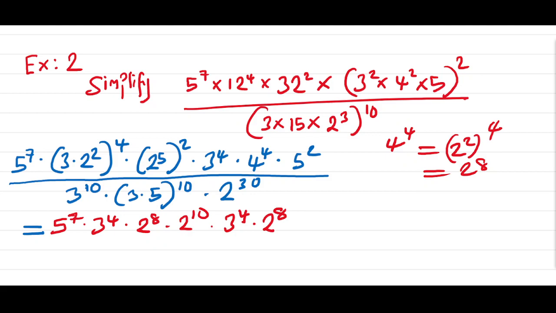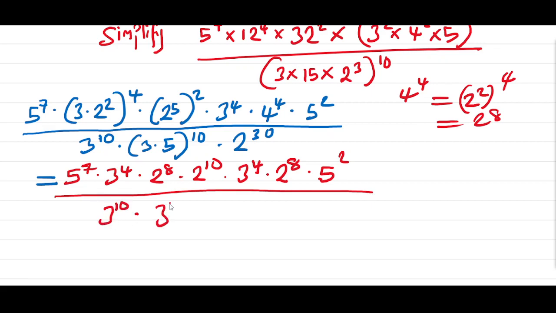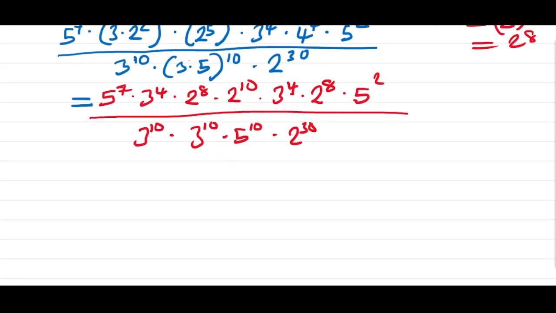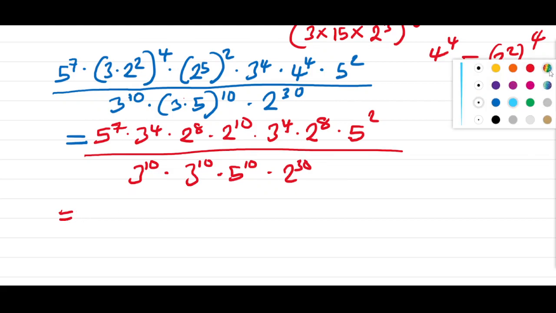So this then would be equal, multiplying by 5 to the power of 2, all divided by 3 to the 10th power times 5 to the 10th power times 2 to the 30th power. Of course, this 10th and this 10th, they distribute. I'm using different ink here so that we don't confuse the terms.